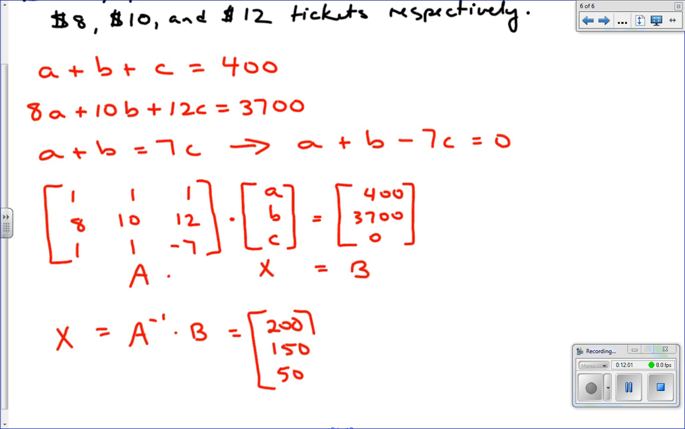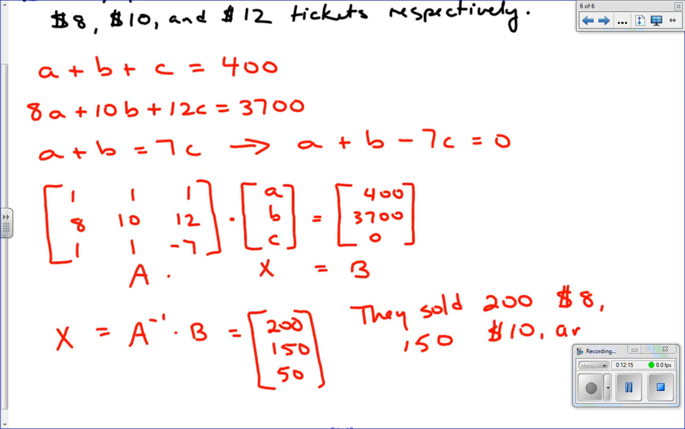So then we can just state that they sold 200 $8 tickets, 150 $10 tickets, and 50 $12 tickets. And we're finished.